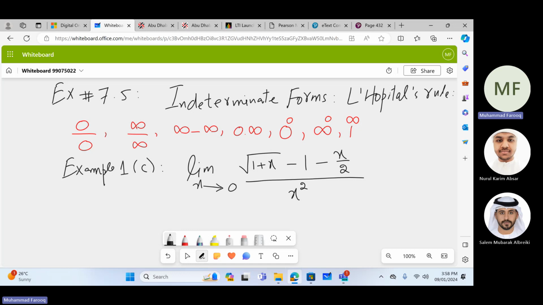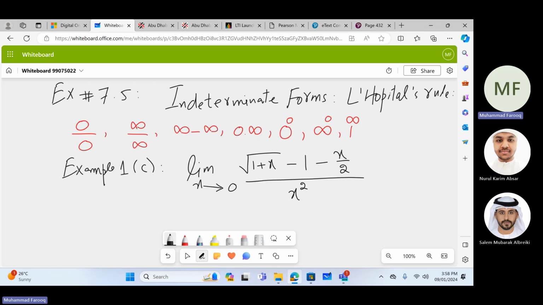Now, if it is one of the 7 forms, we can use a logical rule to find it. I will explain how logical rules work. First of all, we have to check: is this limit question following any form?